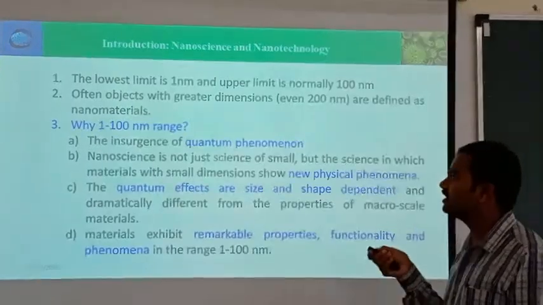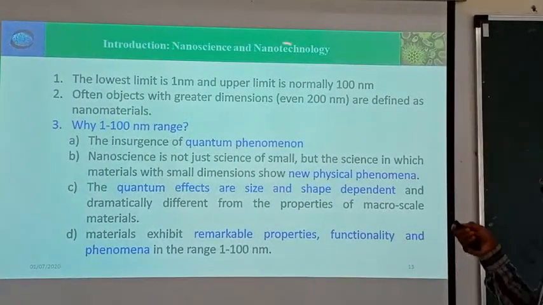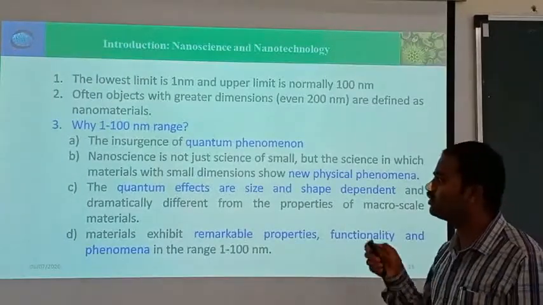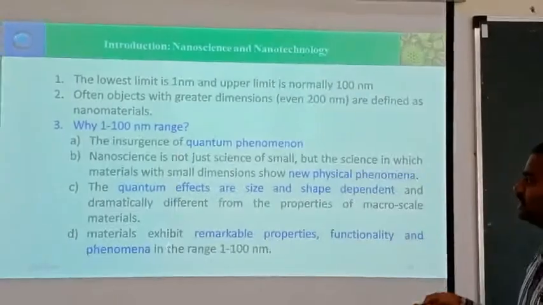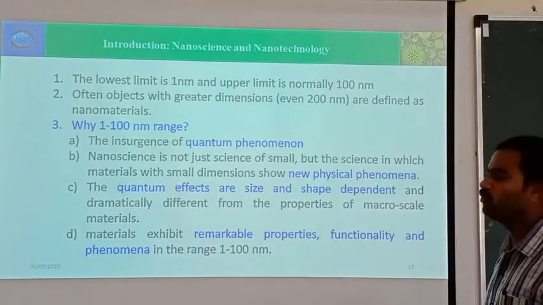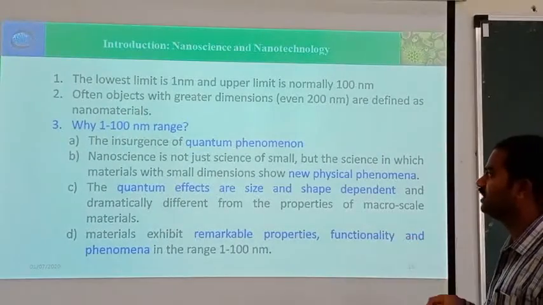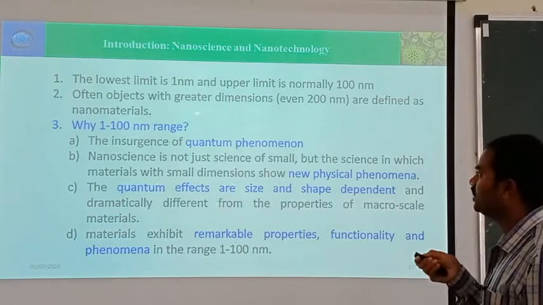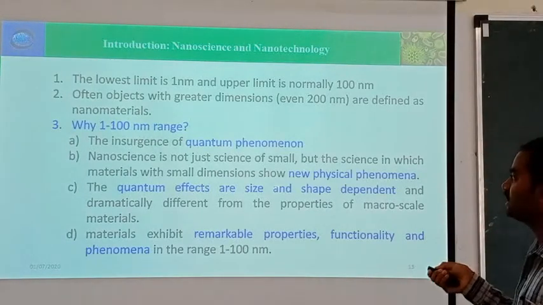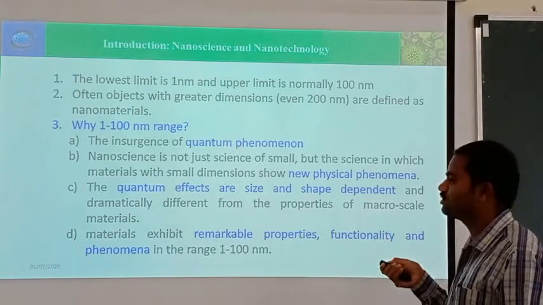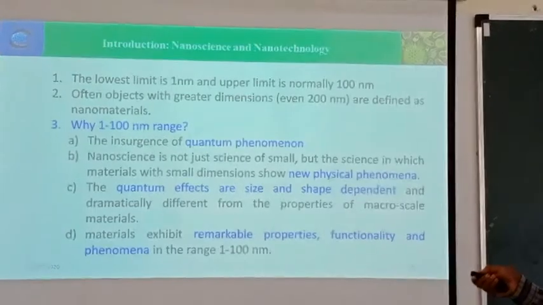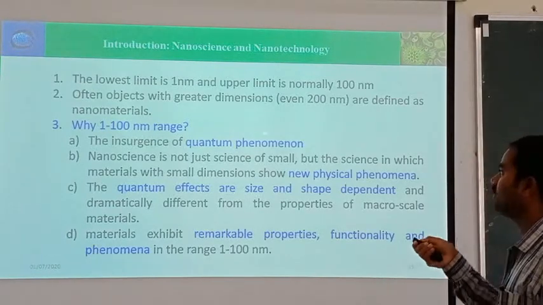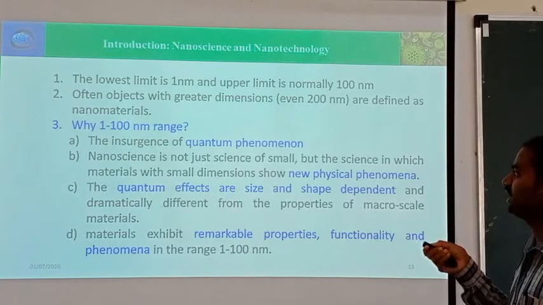So why are people generally focusing on 1 to 100, why not 1 to 200, why not 1 to 500? Why are people focusing only on the 1 to 100 nanometer range? There are particular reasons. In the range of 1 to 100 nanometers, we observe quantum phenomena, which are mainly responsible for the changing properties at nanometric scale. So that's why the range is 1 to 100 nanometers: due to quantum phenomena observed in that range.